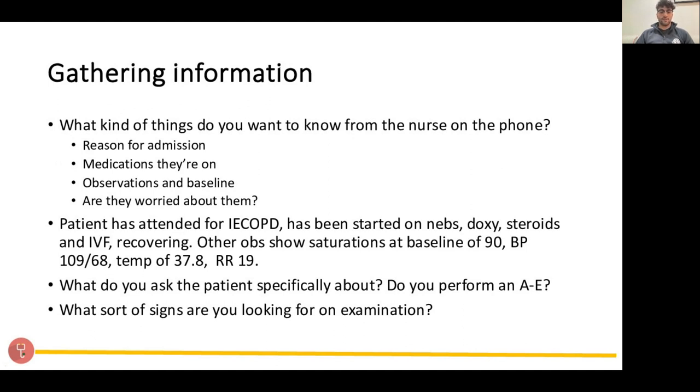Now, if you notice all the rest of these obs, the blood pressure here wouldn't necessarily score on the NEWS chart. A temperature of 37.8 won't score. A resp rate of 19 won't score. But they are somewhat deranged, given that the normal respiratory rate for individuals would be about 12. I didn't give you a baseline here, but if you were to ask for a baseline, that would give you a lot more information.